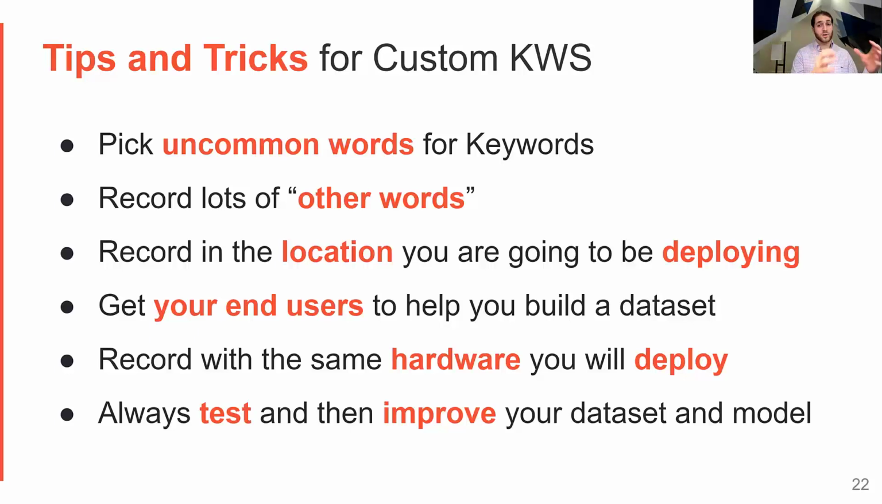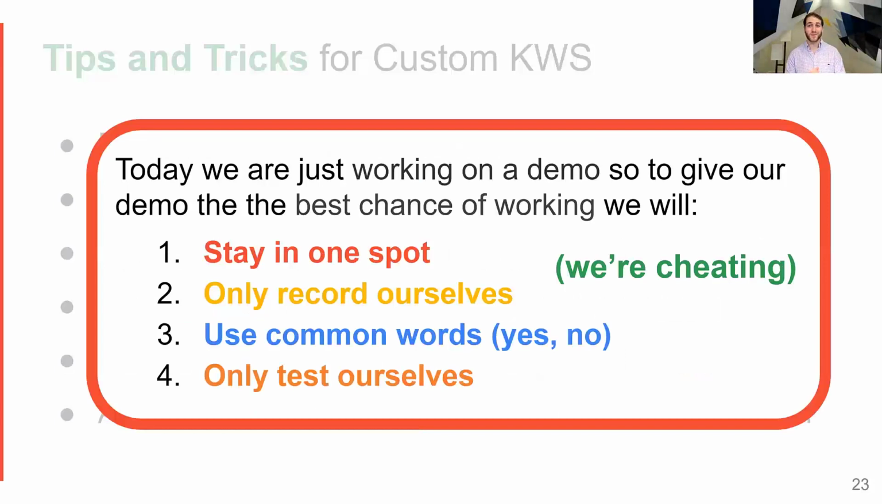If you take pictures on your computer and then deploy it onto the Arduino, the camera is different. And in fact, the microphone is also going to be different. And that might cause some problems. And then always test and improve your model after you deploy it. But for today, we're going to cheat. We're going to try to do something that works again to make sure we get something that you can build on in the future.